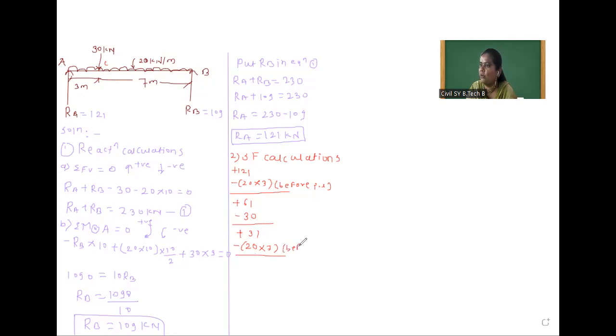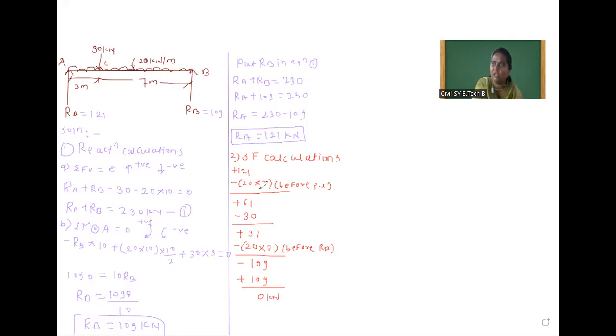This is before RB. Okay, I will write here before RB. Yes, how much? Minus 109. Now we will calculate shear force at B considering this RB, and this RB force is going upward. So plus 109. So minus 109 plus 109 is 0 kilonewton. Okay, so our calculations are over.